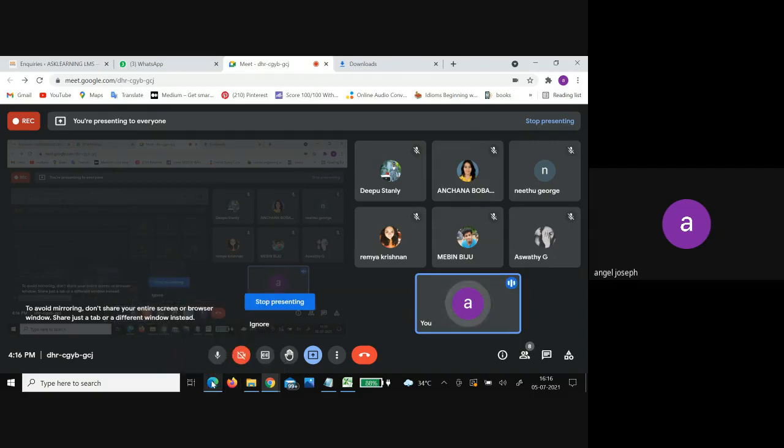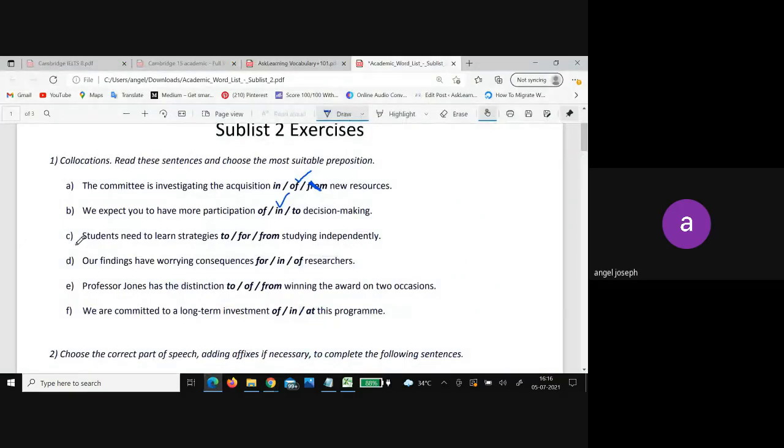Okay, so coming back, let's look at the third one. Students need to learn strategies for studying independently. Okay. Chalo. Acha. I'll mark the correct answer. Four is the correct answer.